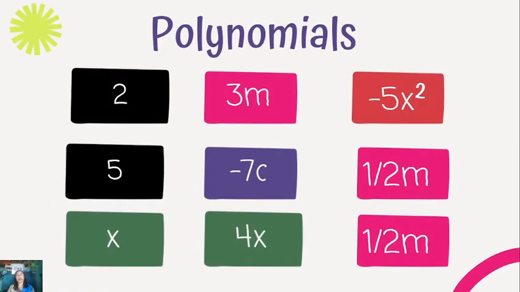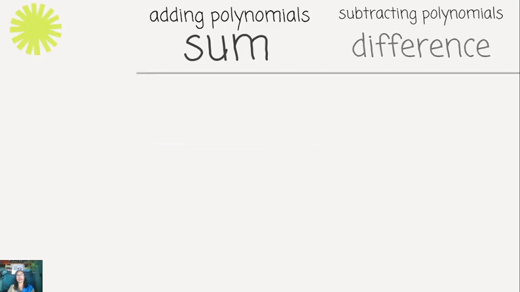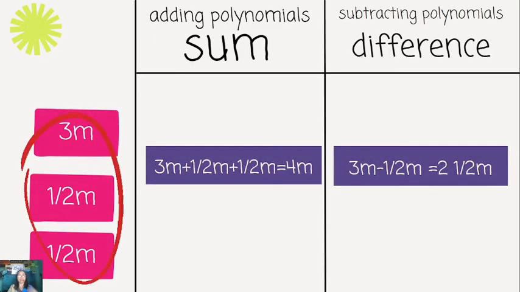So can we still see something that can be added? Yes, there's still 3m, 1/2 m, and 1/2 m. When you add 3 plus 1/2 plus 1/2 it becomes 4. Then you just copy m because they are common in terms of it.